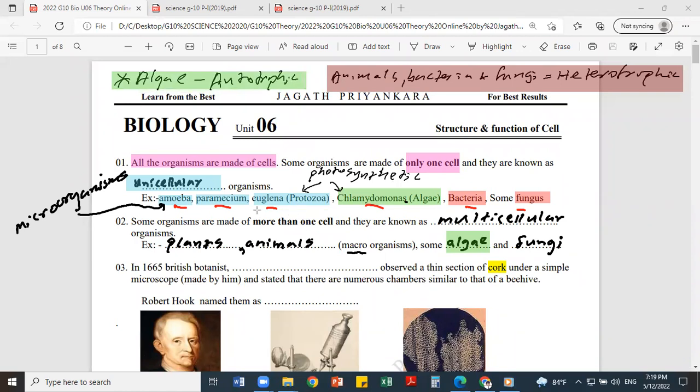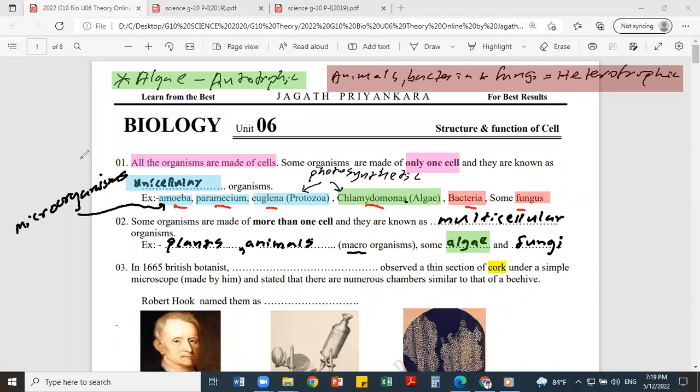So organisms can be classified based on the number of cells, unicellular or multicellular. Organisms can be classified by whether they are visible to our naked eye or not. Visible to the naked eye, macroorganisms. Not visible to our naked eye, microorganisms. This also you have to understand. When taken individually, as one cell, it is not visible, so we call it a microorganism.